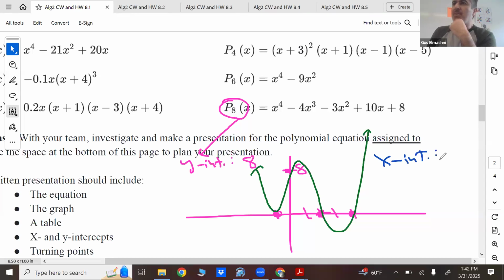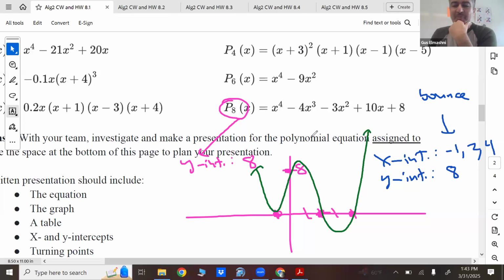All right, so what are the x-intercepts here, guys? -1. Good. And there's a bounce at -1. Well, it bounces, right? It's deflecting off the x-axis. Y-intercept. That's right, y-intercept's 8. How many turning points do I have? 3. Okay. We got the x-intercepts and y-intercept.